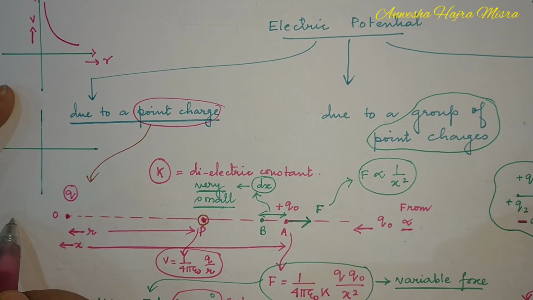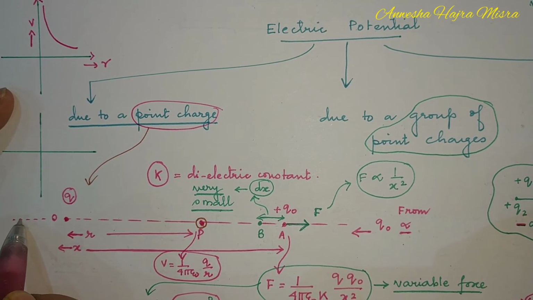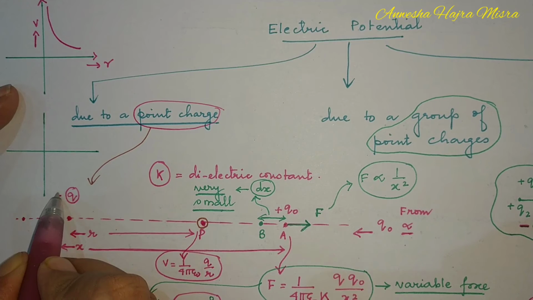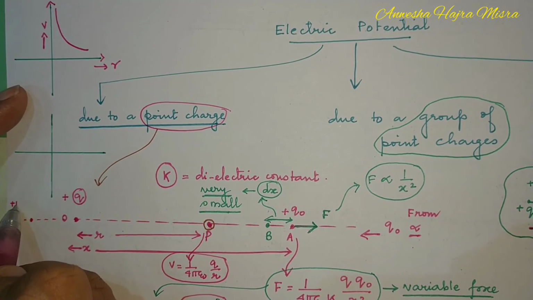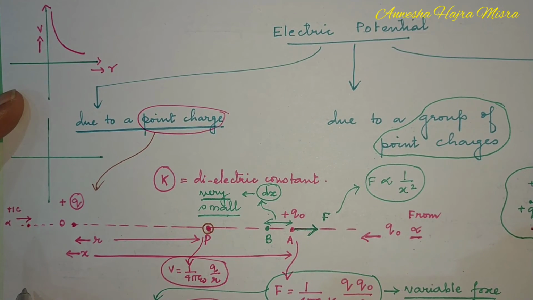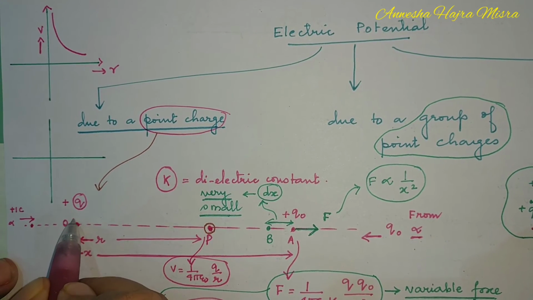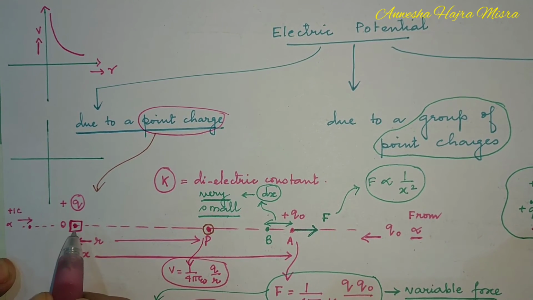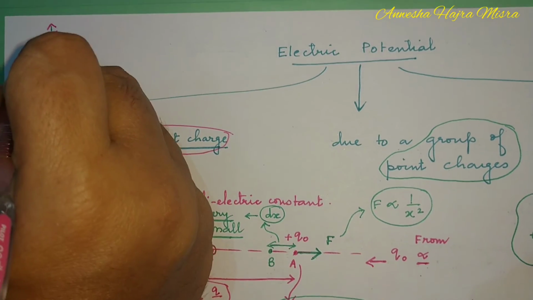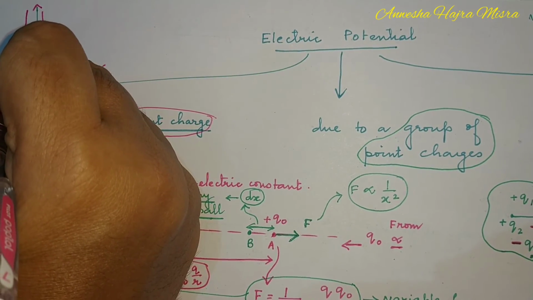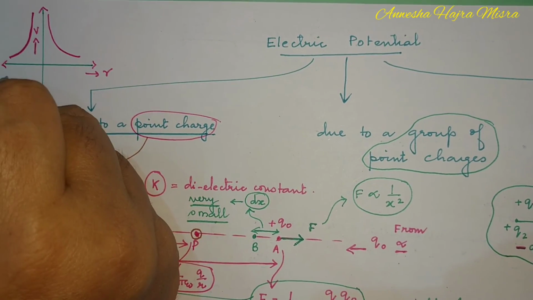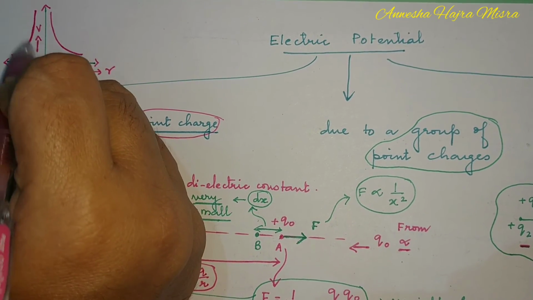If you come to this side, any point on this side, and you are asked to find the potential, it is the work done in bringing plus 1 coulomb charge from infinity to this point. This is a plus charge. Again, work done is positive, so potential is again positive. So on either side of the charge, whether you go this side or to the negative value of R, potential is always positive. The graph will be inverse, but even for negative R, V is positive.